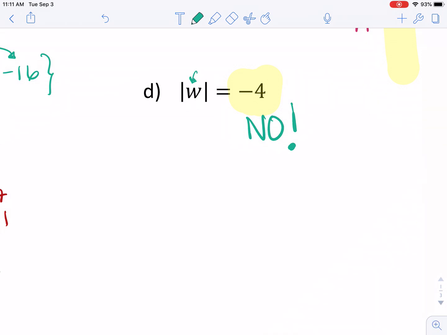Remember, if you think of this as a distance, is the distance from 0 negative 4? Because that sounds a little ridiculous. You can't have a negative length. So this has no solution. And you get to stop.